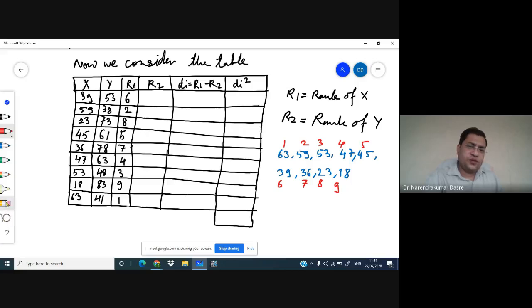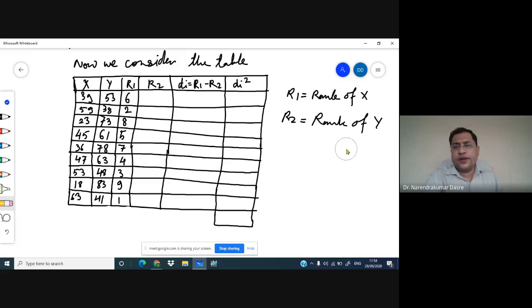Now we are done with the X data, so we have to consider the Y data. The maximum you can see is 83. We can write the observations as they are: 53, 38, then 73, 61, then 78, then 63, then 48, then 83 and 41.